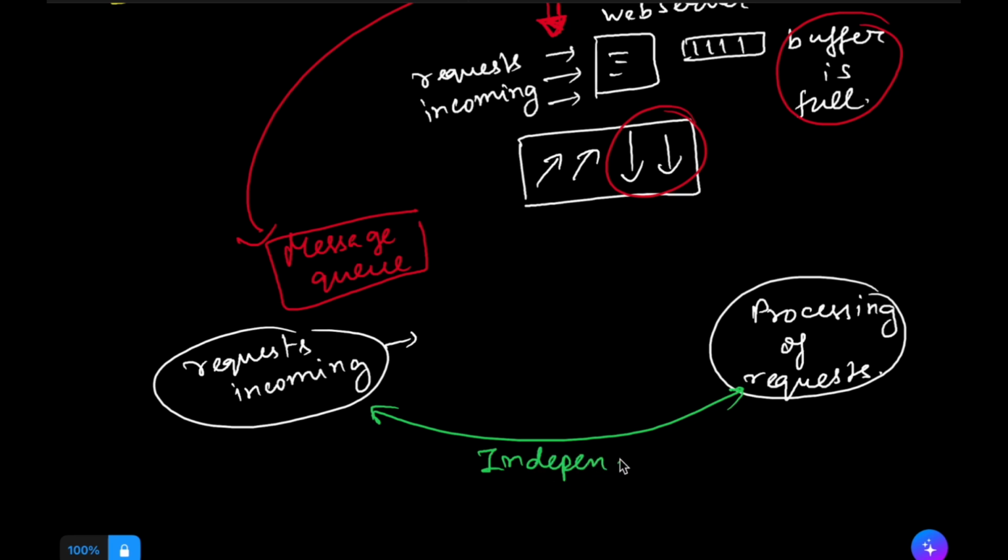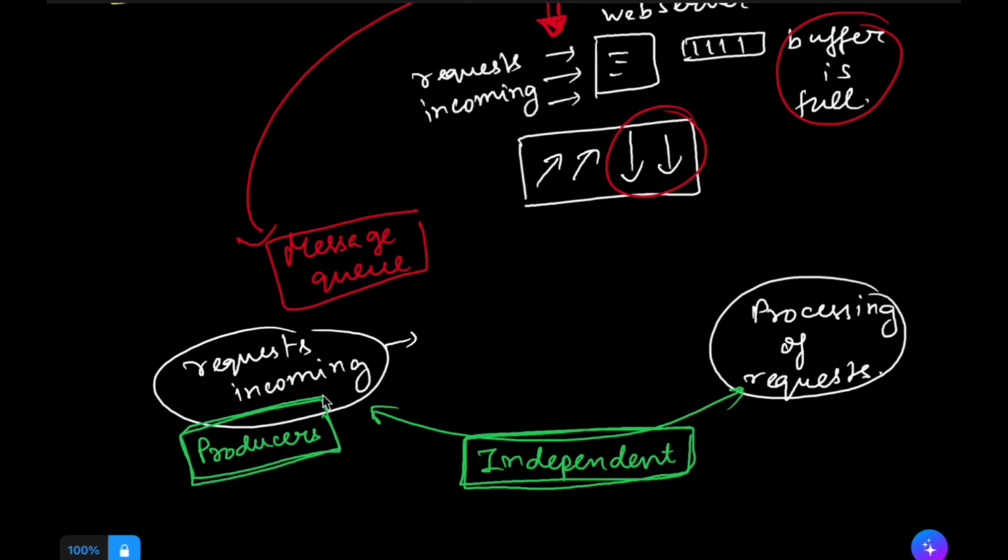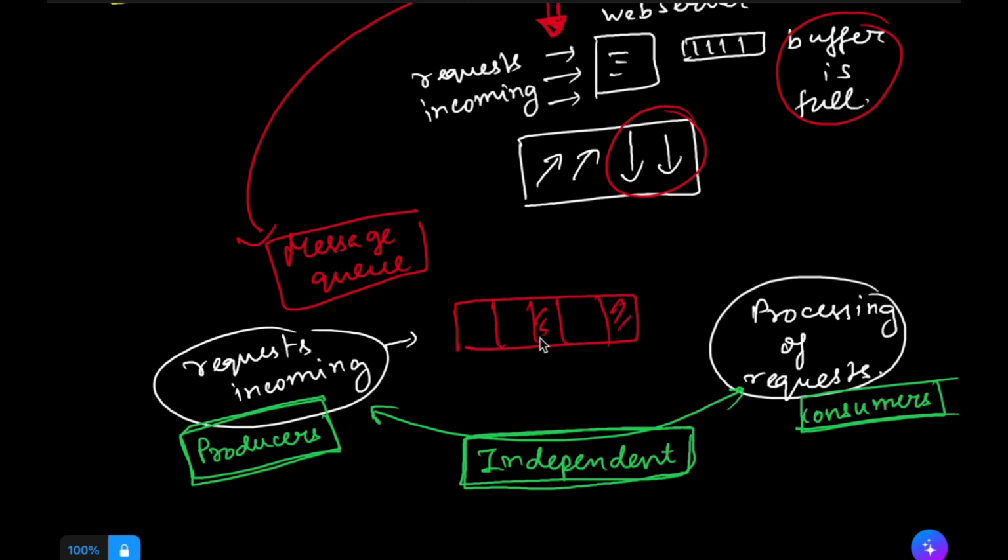How are they independent? Before moving into the discussion of how they have now become independent, let's introduce two terms. The requests incoming, or the requests being produced, come from producers who produce the requests. These are the end users who try to log into a particular website or access a service. And the web server which is processing these requests, these are called consumers. So in between we have a message queue. So let's say request 1, request 5, etc. are present here.